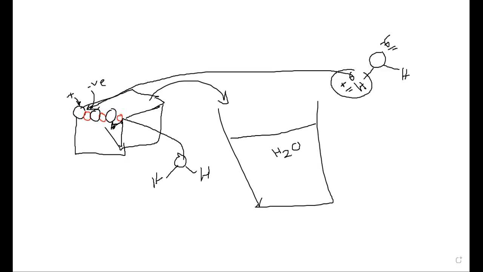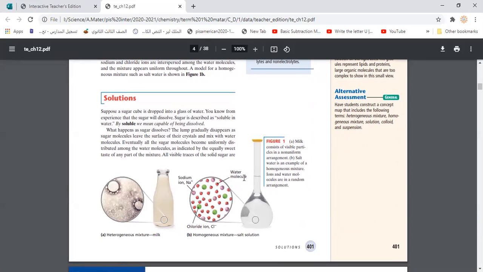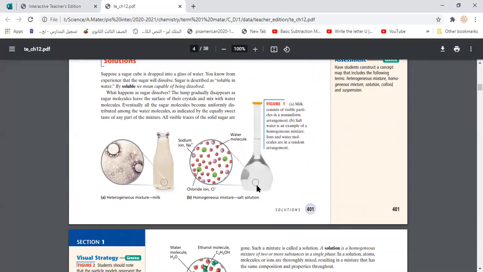So a solution is a kind of homogeneous mixture in which one substance is dissolved completely in the other substance. As you can see here, after adding table salt to water, you can easily find the water molecules, and here are the ions. The purple ones represent the sodium ions, while the green ones represent the chlorine. They are completely distributed between the spaces of the water molecules. In that case, they form a solution.